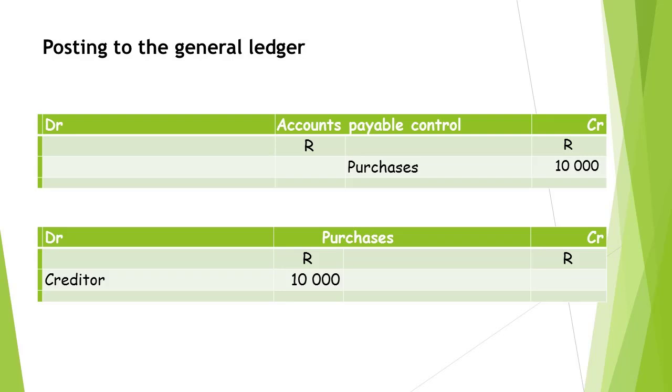At month end, the balances of the subsidiary journals are posted to the general ledger. In our example, the 10,000 Rand recorded in the accounts payable column of the purchases journal will be posted to the credit side of the accounts payable control account in the general ledger. This is the same as the effect of the transaction on the accounting equation. The 10,000 Rand recorded in the purchases column in the purchases journal will be posted to the debit side of the purchases account in the general ledger.